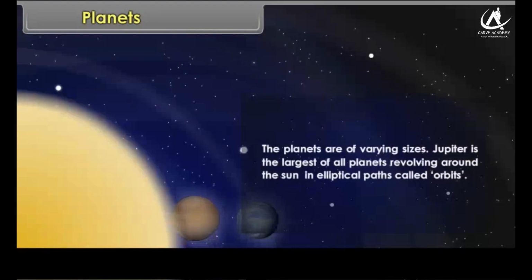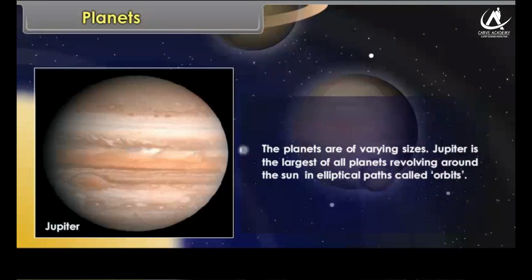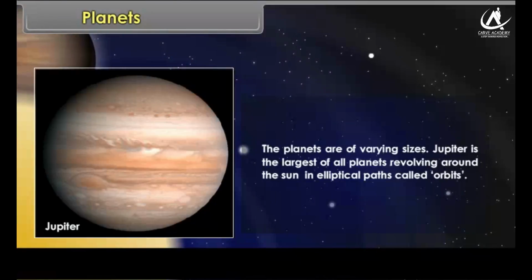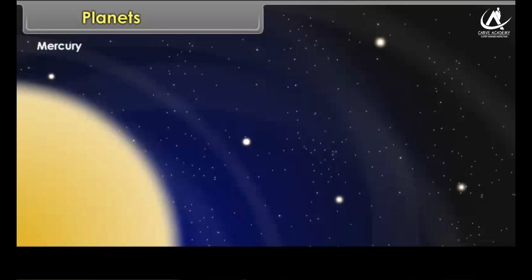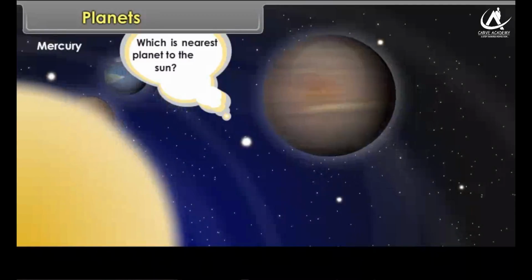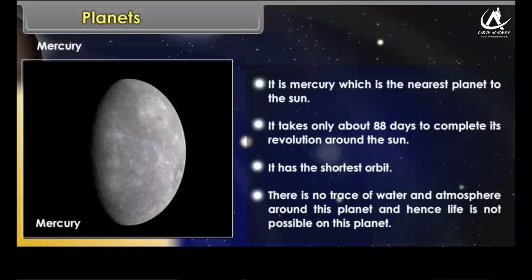The planets are of varying sizes. Jupiter is the largest of all planets revolving around the Sun in elliptical paths called orbits. Mercury. If you ask the question, which is the nearest planet to the Sun? It is Mercury, which is the nearest planet to the Sun.